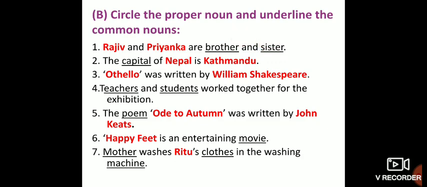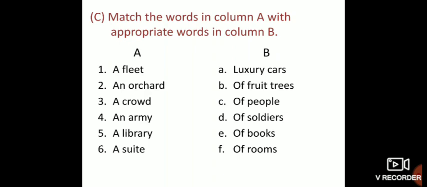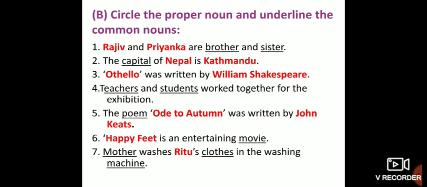So in the first question, Rajiv and Priyanka are brother and sister. So in this first part, Rajiv is the name of a boy, Priyanka is the name of a girl. So these are the particular names, so these are your proper nouns. So you all will circle these two nouns. Are brother and sister. So brother as well as sister, these are the common nouns, because your brother will also be known as brother and my brother will also be known as brother. So these are your common nouns, so you will underline these.